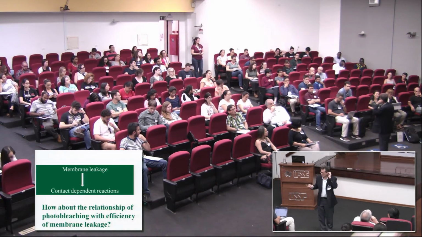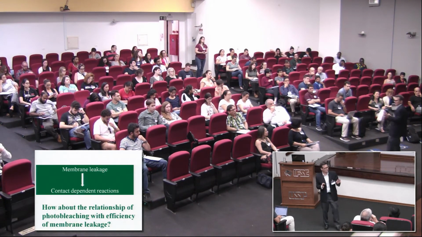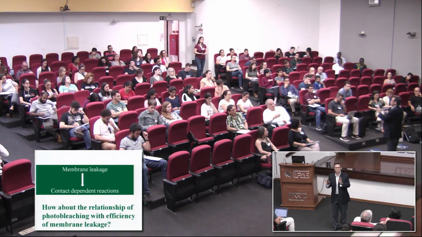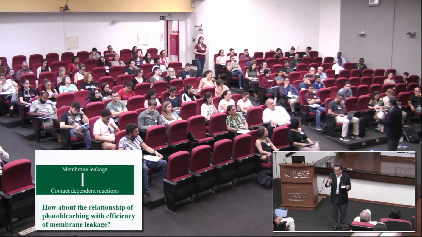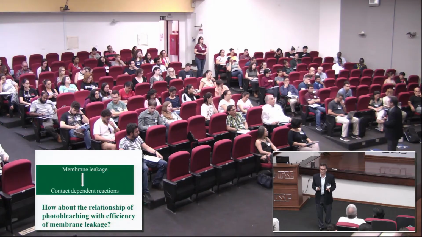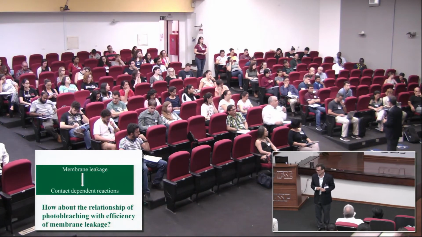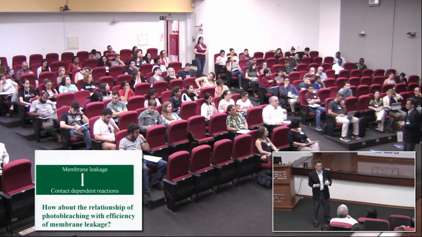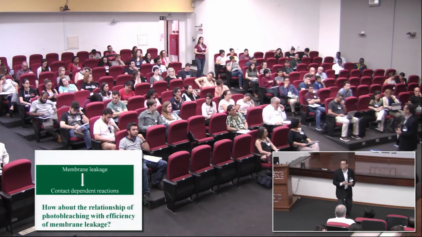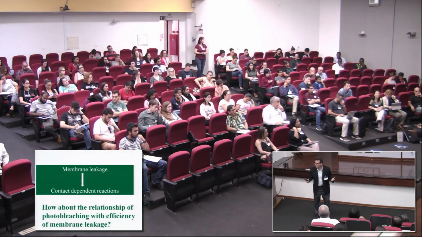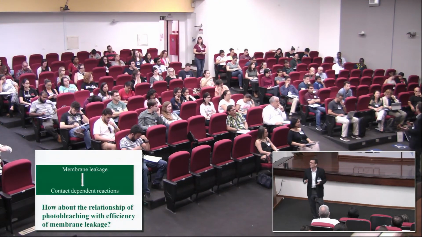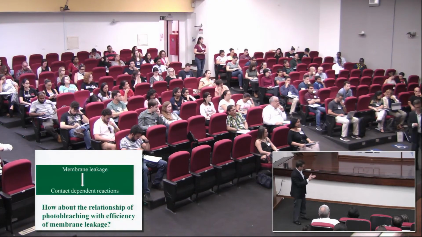I'm not saying that we should all use molecules that photobleach very quickly, but I want to prove a concept that perhaps your hypothesis is not completely correct. Because that's the common sense: if the molecule vanishes, there is no absorption, there is no reaction. But is that really true for membrane leakage? That's the question I want to address.